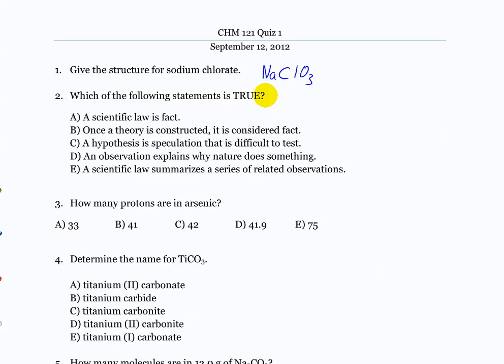Which of the following statements is true? E. A scientific law summarizes a series of related observations. How many protons are in arsenic? A. Good. I made that one a little easier. I could have been a little meaner and said 18, and maybe some people think Ar is arsenic, but I didn't do that.